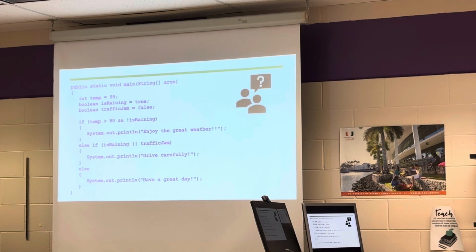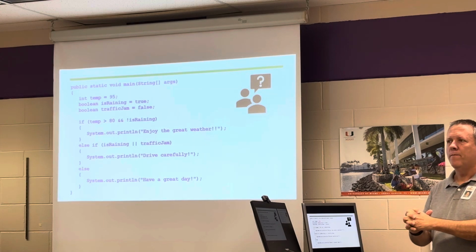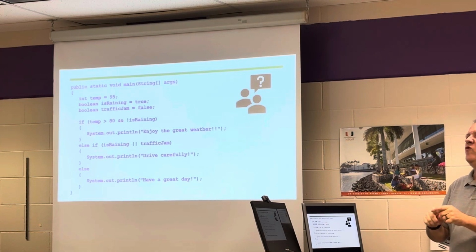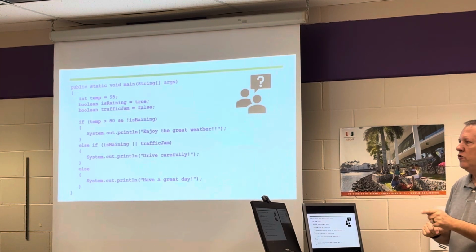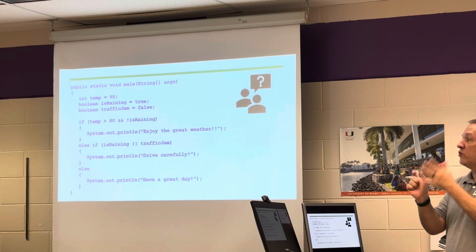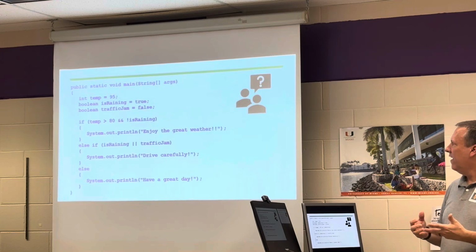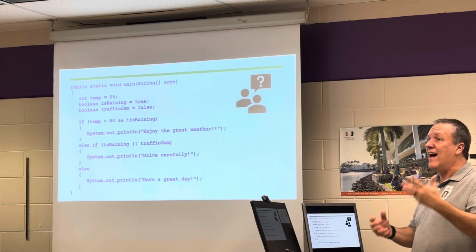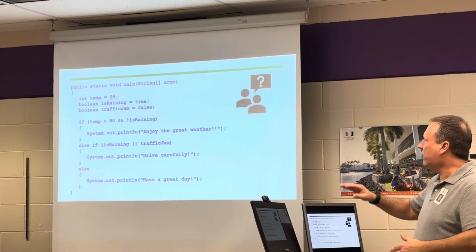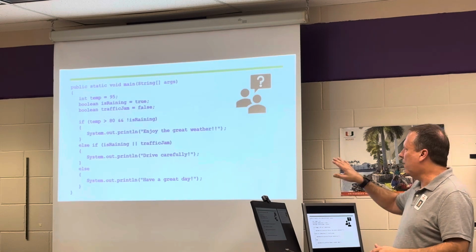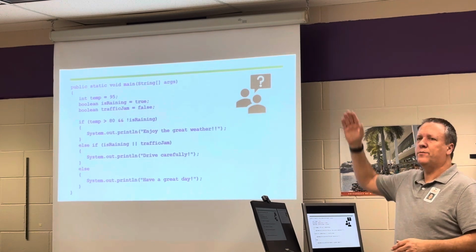So look at the first one. Is temp greater than 80? Yes. And is it true that it's not raining? No. Is raining is true. Not true is false. Do you see how that reads? It almost kind of reads like English. If temp greater than 80 and not is raining, so that's not true, right? So is it going to print out? Nope. It skips and goes to the else.